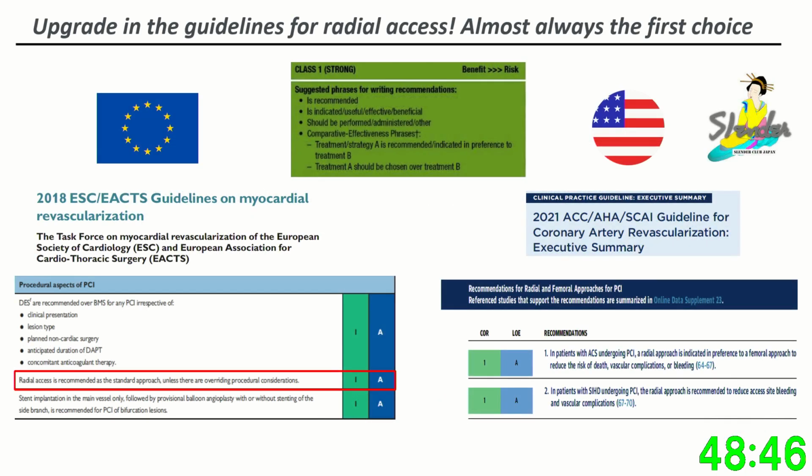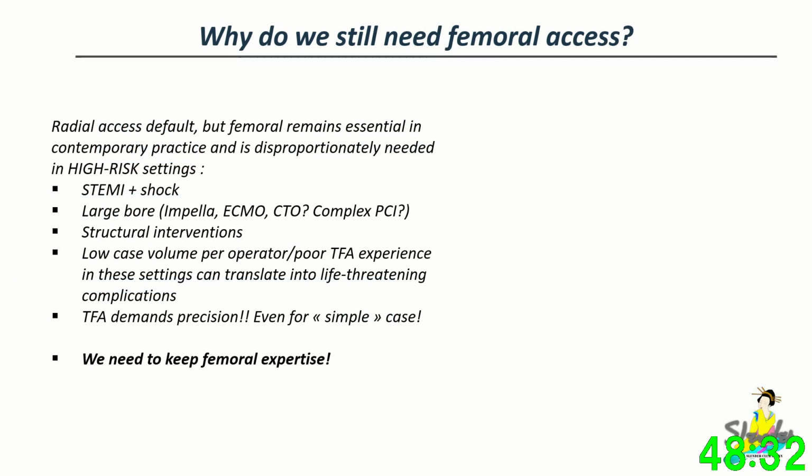These are my disclosures. So the first statement is, of course, that radial access has a big upgrade in the guidelines. It's a 1A recommendation in European and the US guidelines. So it's always the first choice. That's for sure. So why do we still need a femoral access?